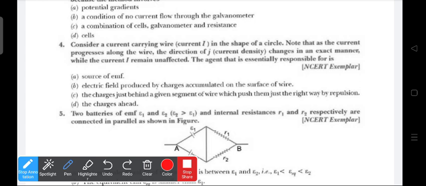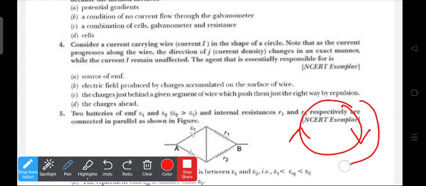Consider a current carrying wire I in the shape of a circle. There is a wire in the shape of a circle, in which current I flows, and we have to note that the current progresses along the wire. That means if we are moving in this direction, my current is also increasing, and the current density changes in an exact manner while the current I remains unaffected.